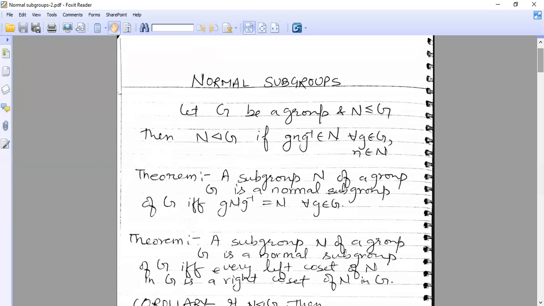So now you have seen normal subgroups, certain conditions and equivalent definitions also, conditions for a subgroup to be a normal subgroup. And you have seen many examples now. So I think normal subgroup is clear to you. So in the next lecture, I'm going to continue with factor groups.